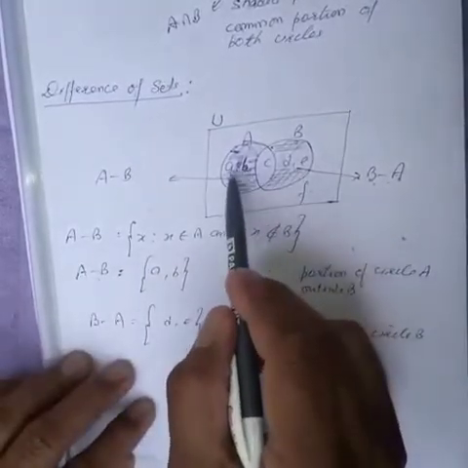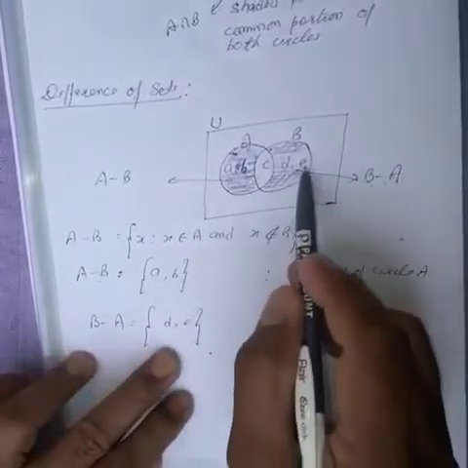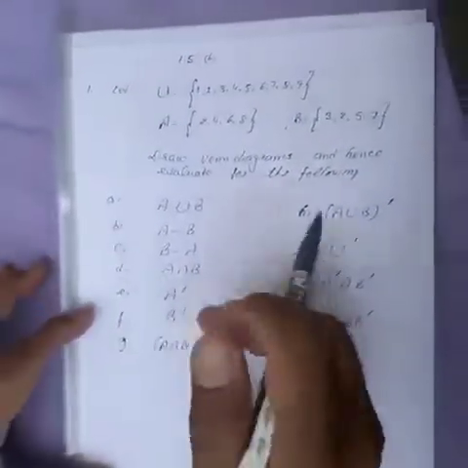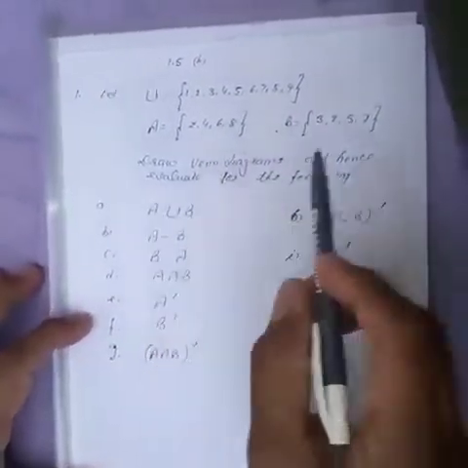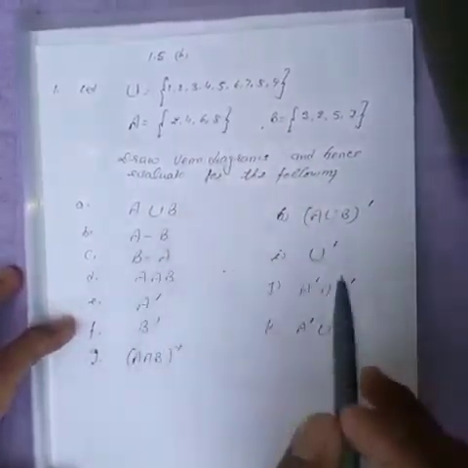A minus B contains two elements A and B. B minus A contains two elements D and E. So this is difference of the sets. I hope it is clear to you. You try to solve these questions with the help of Venn diagrams and draw Venn diagrams of all these parts. Thank you.